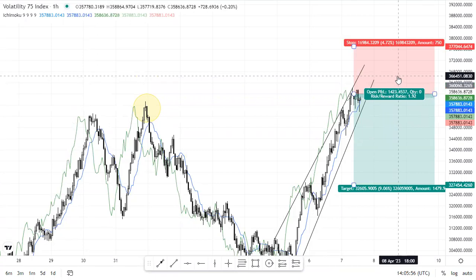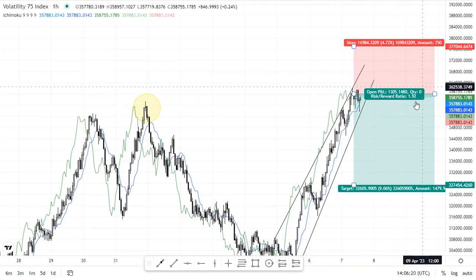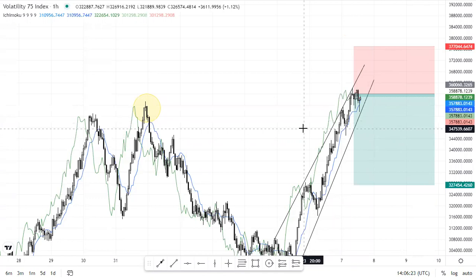VIX does not behave like a currency pair, does not behave like gold, does not behave like NASDAQ. VIX behaves according to its own rules. VIX is traded from Monday to Sunday, 24/7, 24 hours a day, 7 days a week. That's VIX 75 for you. VIX is not like currency pairs, NASDAQ, or even gold. VIX behaves its own way. VIX is not affected by the news. VIX just does its own thing.